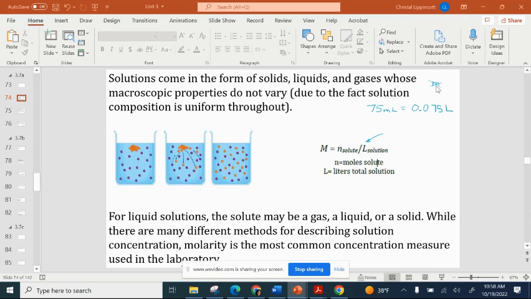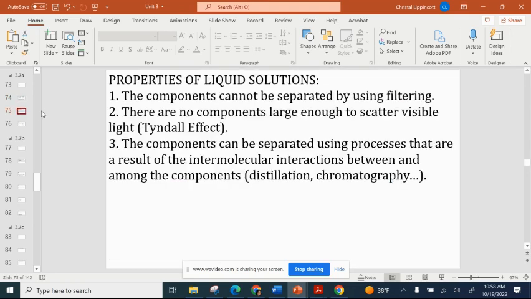Okay. All right. Why are you not letting me advance? Properties of liquid solutions. The components, now these are two liquids mixed together. So let's say that I have isopropyl alcohol, rubbing alcohol, and water. Those are two liquids mixed together. I would not be able to filter that because they're both liquids. Everything would just go through the filter paper. There's no components large enough to scatter visible light.